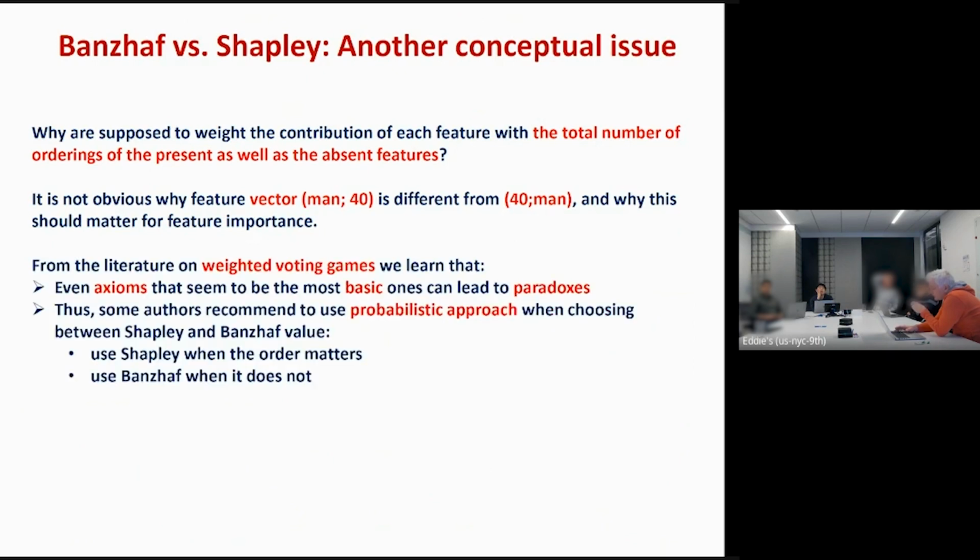From a game theoretic perspective, when you go through the papers that study Shapley and Banzhaf value and compare them to one another, these papers give a recommendation for when you don't know which of these two values to choose: you should choose Shapley value when the order of voting matters, or the order of players in the game matters. If it doesn't, you should use Banzhaf value.